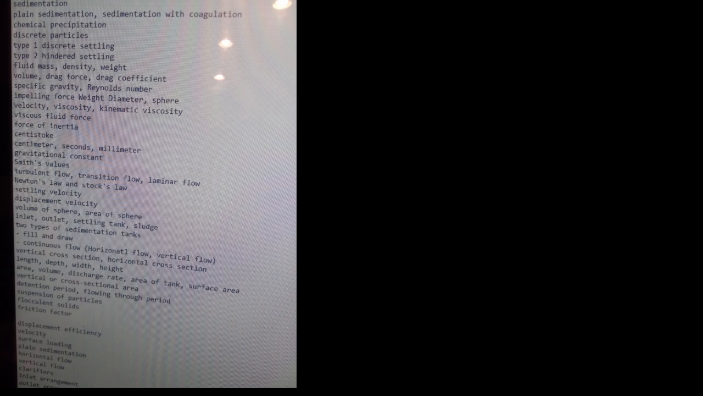kinematic viscosity, viscous fluid force, force of inertia, centistoke, centimeter, seconds, millimeter, gravitational constant, Smith's values, turbulent flow, transition flow, laminar flow, Newton's law and Stokes law for settling velocity, displacement velocity, volume of sphere, area of sphere, inlet, outlet, settling tank, sludge, two types of sedimentation tanks, fill and draw, continuous flow.